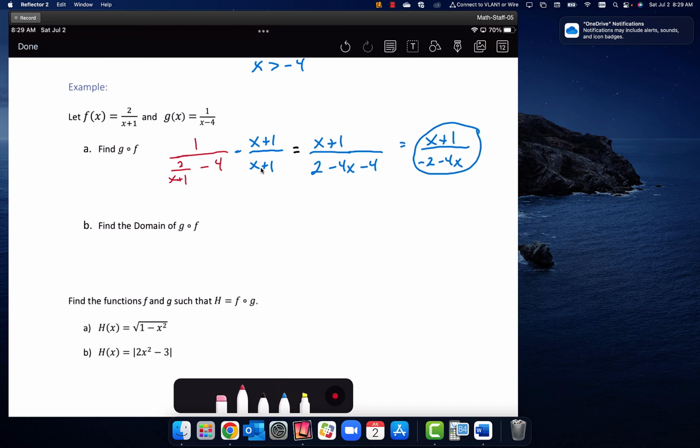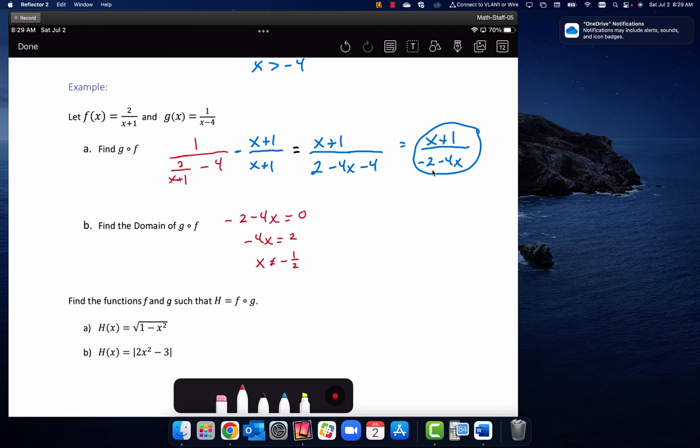Next, we'll find the domain. This is a rational expression. So just like we've done in the past, you're going to take your denominator and set it equal to 0 and find those domain restrictions. Add 2 to both sides, divide by negative 4, and we get negative 1/2. And remember, that's what x cannot be. X cannot be negative 1/2.